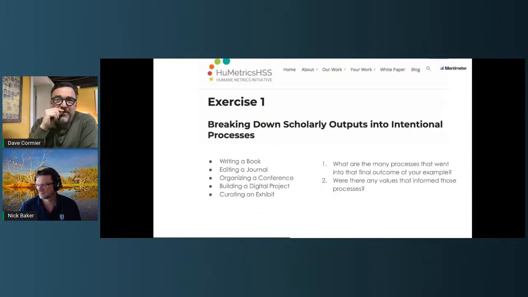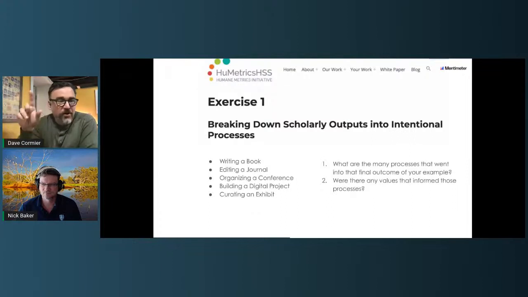I found the 5 examples they use for scholarly inputs interesting. Building a digital project, curating an exhibit, maybe not always what we think of, and organizing a conference, which frankly I have never thought of as a scholarly activity, but it sure is. If you look at the questions they ask, it really gets you into the feel of the kind of thing we're talking about. How many processes go into it? When you break it down, if you don't just think about it as organizing a conference, but break it down into the pieces of it, you start seeing deeper into what makes up open scholarship.